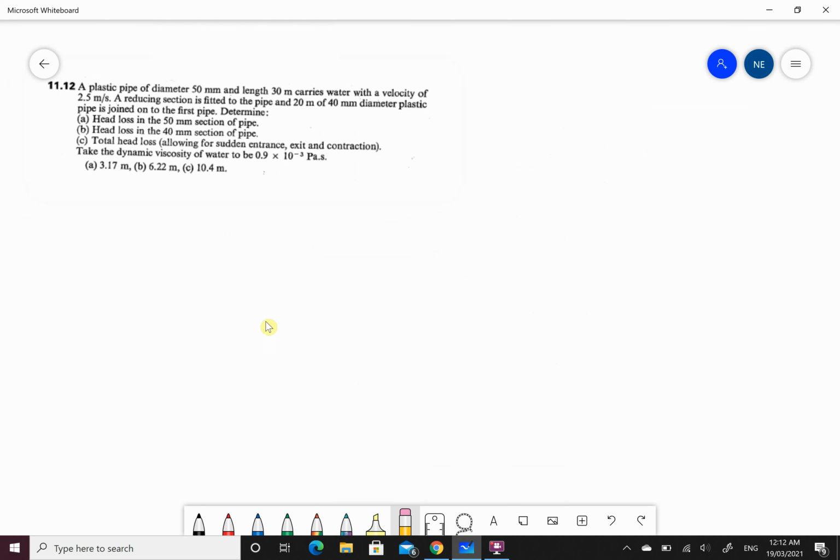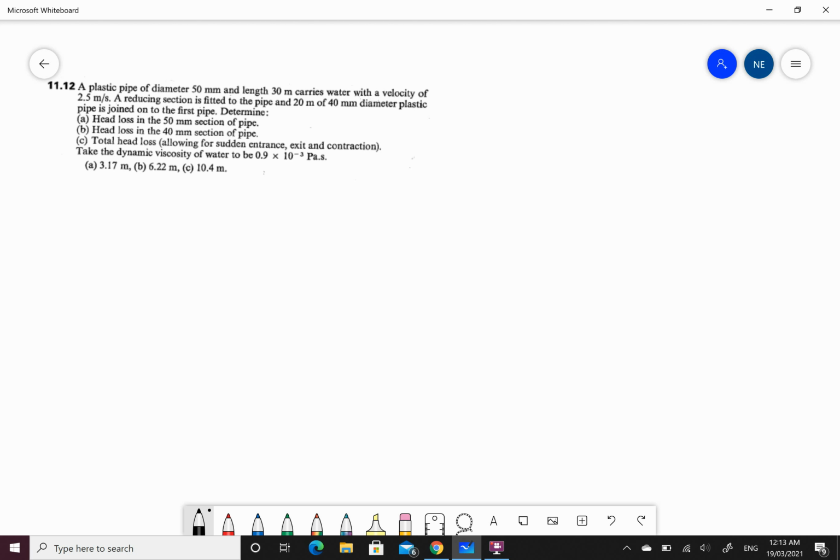Alright, so what have we got here? A plastic pipe of diameter 50mm and a length of 30mm carries water with a velocity. A reducing section is fitted to the pipe and then it shifts. Alright, the first pipe, determine head loss, and then the total head loss. Okay, got dynamic viscosity, and it looks like they have given us solutions here, which is quite nice of them. Alright, so let's go through and do that.